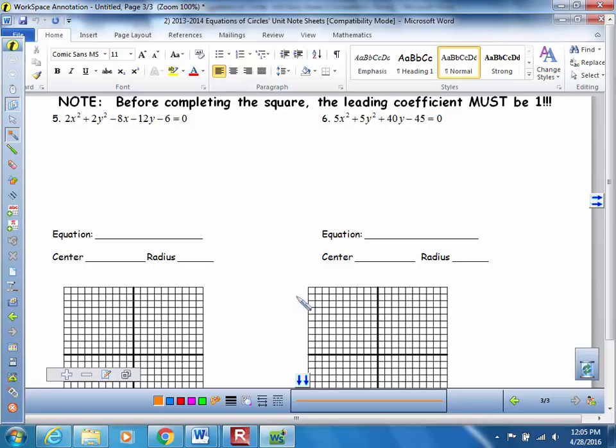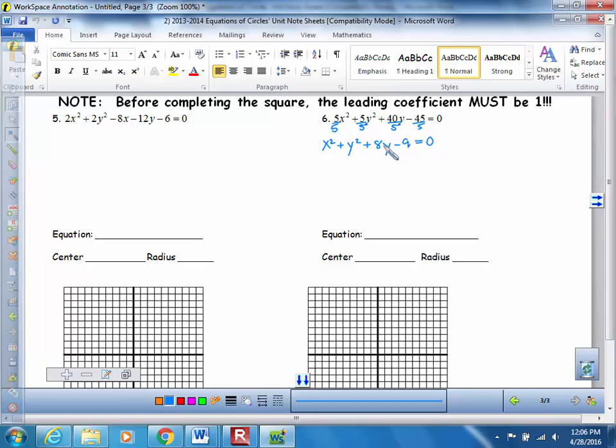Okay, and so then on the back, we have problems where the leading coefficient is not 1 and they need to be 1. So what we're going to do in order to get my leading coefficient to be 1 is we're going to divide by the number that is in front all the way through. So 5 is my leading coefficient, so I would divide everything by 5. And that would give me x squared plus y squared plus 8y minus 9 equals 0.